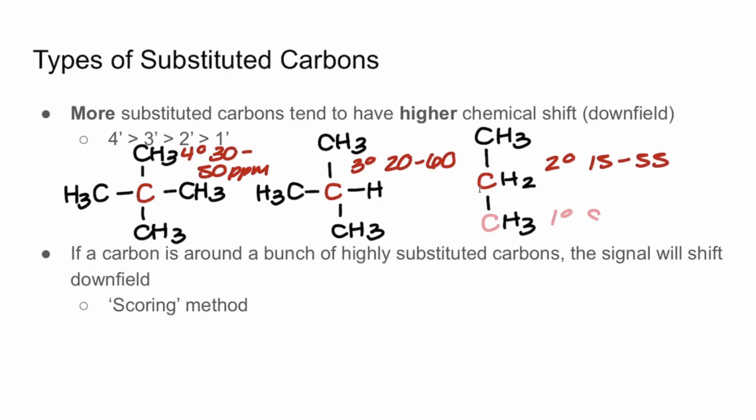So like we talked about, more substituted carbons tend to have a higher chemical shift. And then something else we want to think about is that for any given carbon we are looking at, we also want to look at its neighbors and what kind of carbons those are. If a carbon is around a bunch of highly substituted carbons, the signal may shift downfield, i.e. the chemical shift may increase in number. So let me go ahead and draw a structure, and then I will explain what that means.